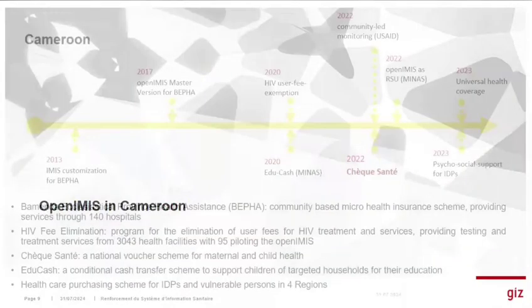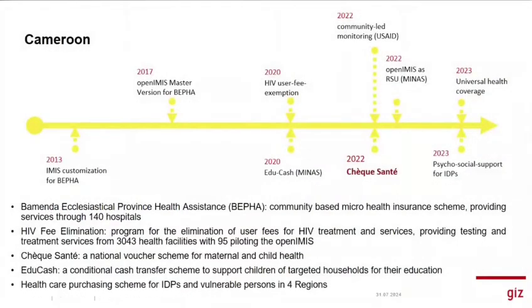So now come to Cameroon. openIMIS started in Cameroon in 2013. It was implemented by BEPFA, the Bamenda Ecclesiastic Province Health Assistance for Community-Based Micro Health Insurance Schemas. After that, in 2017, they had a master version of openIMIS, always for the same project, the BEPFA project.